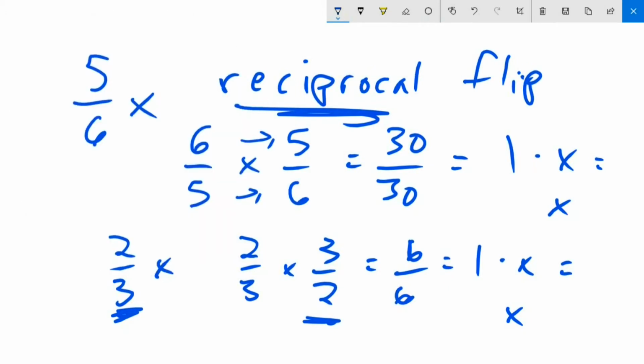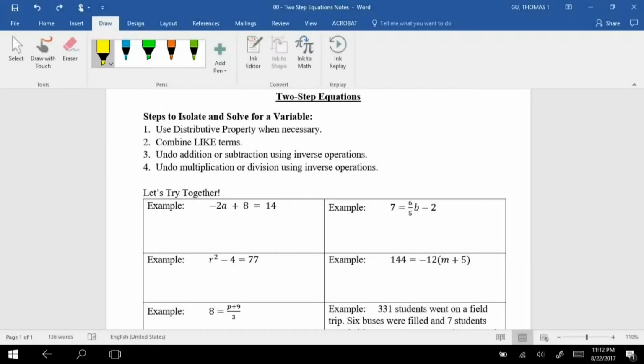You do the reciprocal, which means you flip it over, and then it becomes the same number over the same number, which equals 1, and that gets you x by itself. Okay, so now that we've got this little prior knowledge out of the way, let's go into the notes.